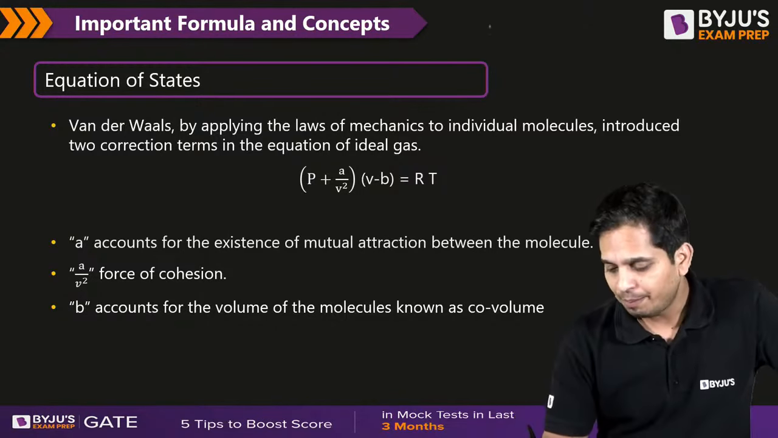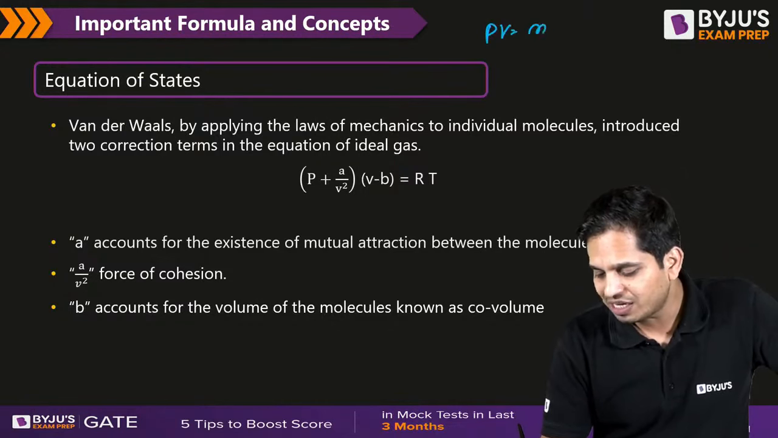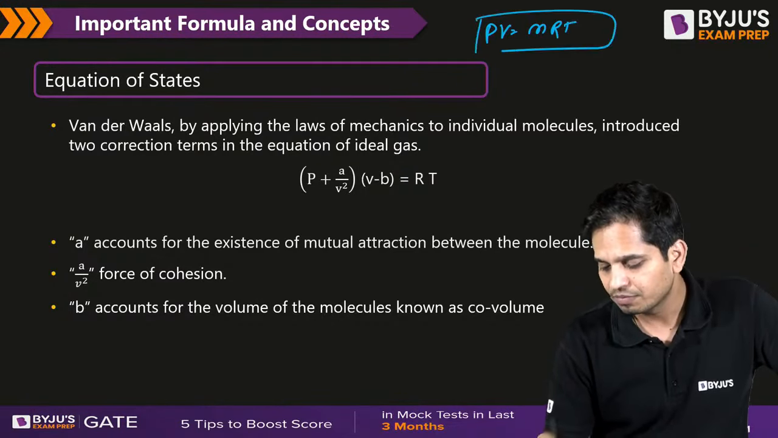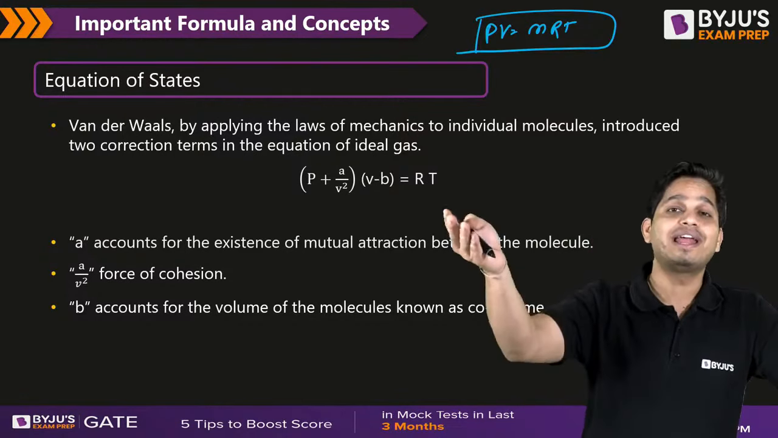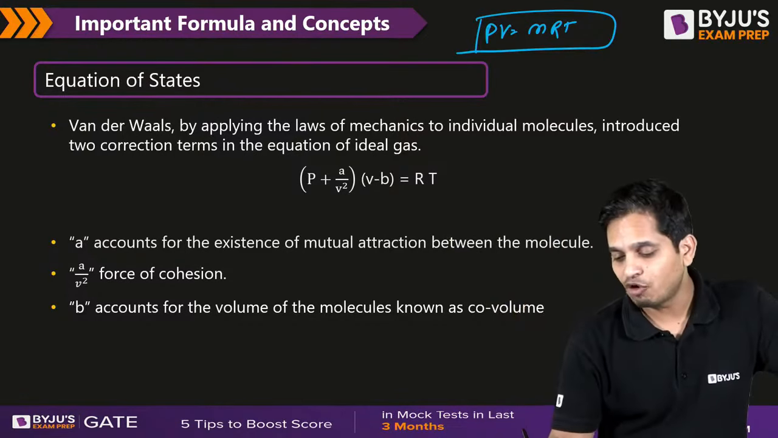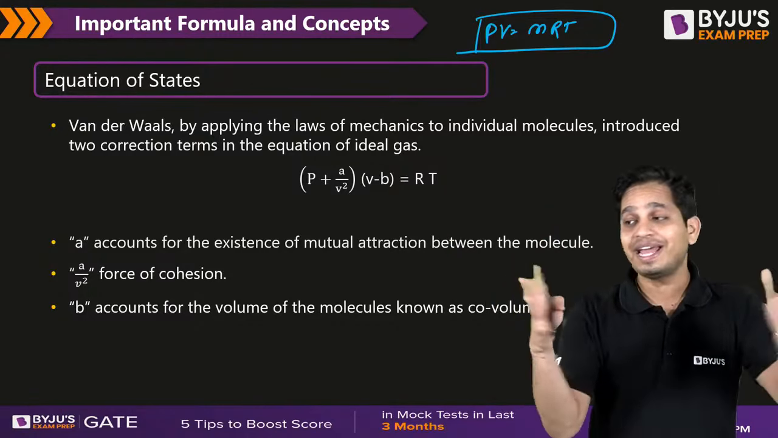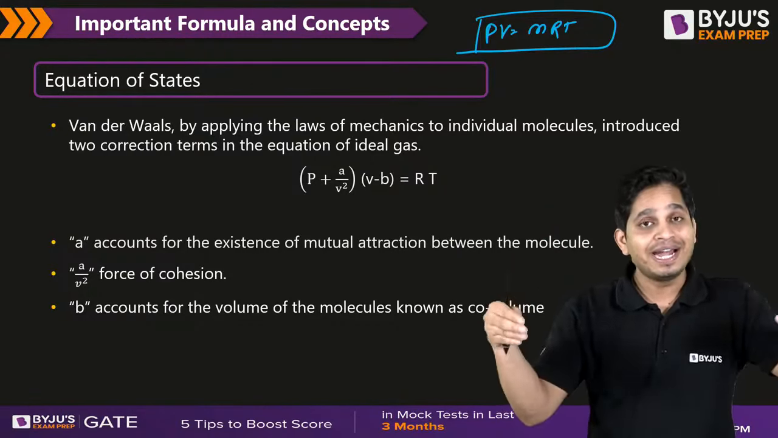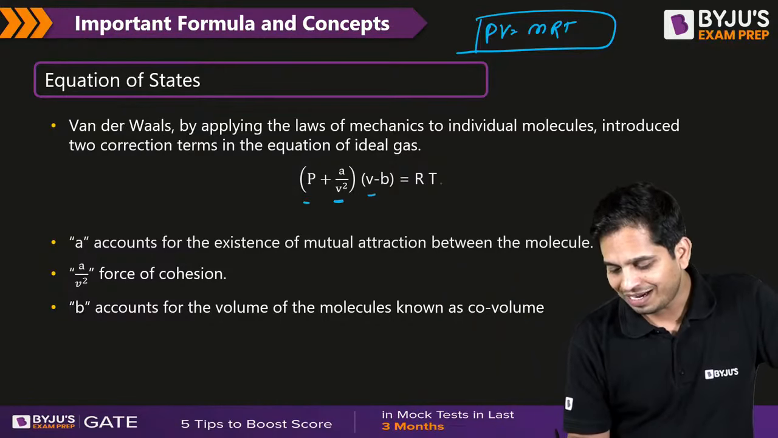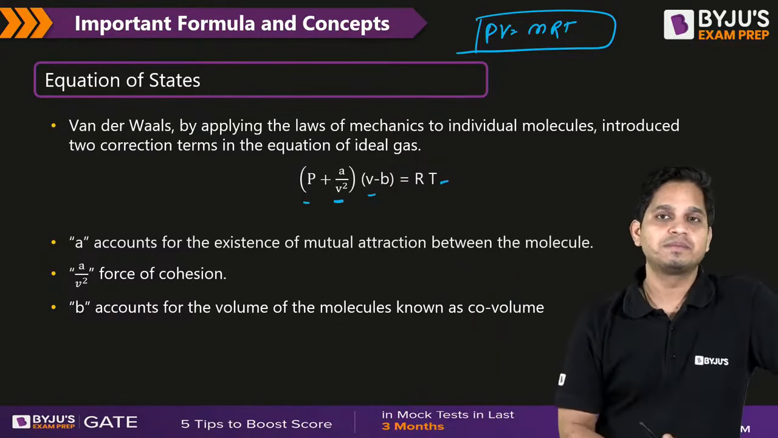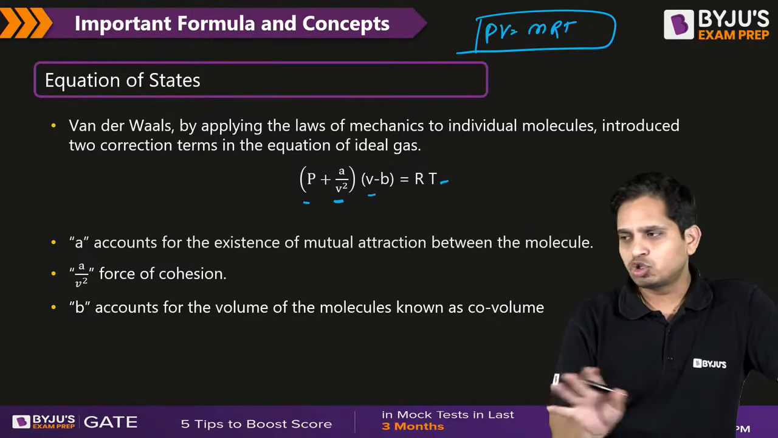So you see, pressure, volume and temperature are related like this for an ideal gas. But if it is going to deviate from ideal gas behavior, then pressure, volume and temperature will not relate like this. It will relate in a different way. For example, pressure, volume and temperature are related by something else. But you are not supposed to remember this.